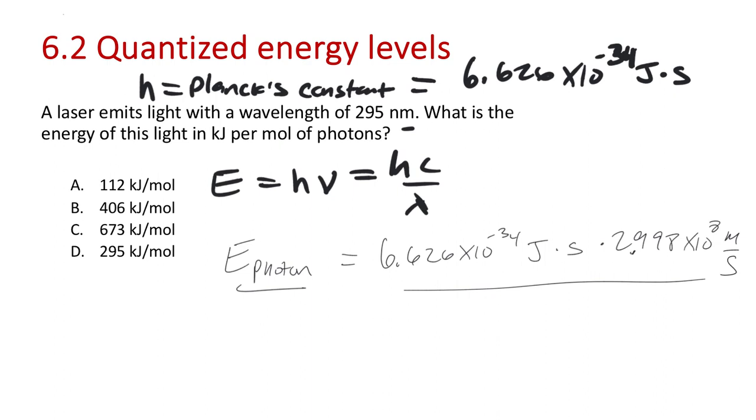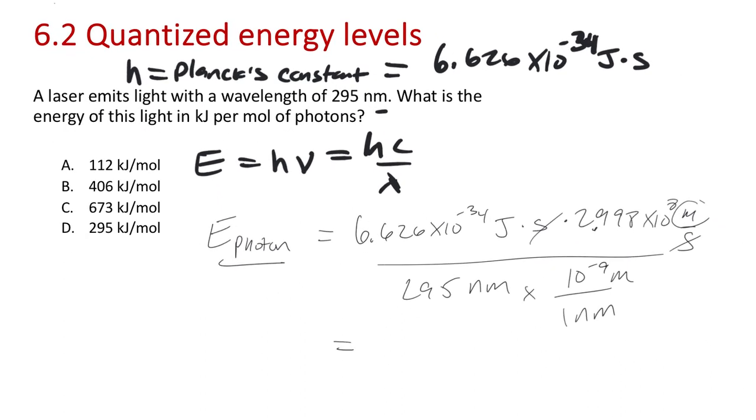But then we're dividing by 295 nanometers. Again, as long as we're thinking about our units, we're going to want to convert that to meters. A nanometer is 10 to the minus 9 meter. So 6.626 E minus 34 times 2.998 E to the 8, divided by 295 E to the minus 9. And so I get the energy of a single photon of this light would be 6.73 times 10 to the minus 19 joules.